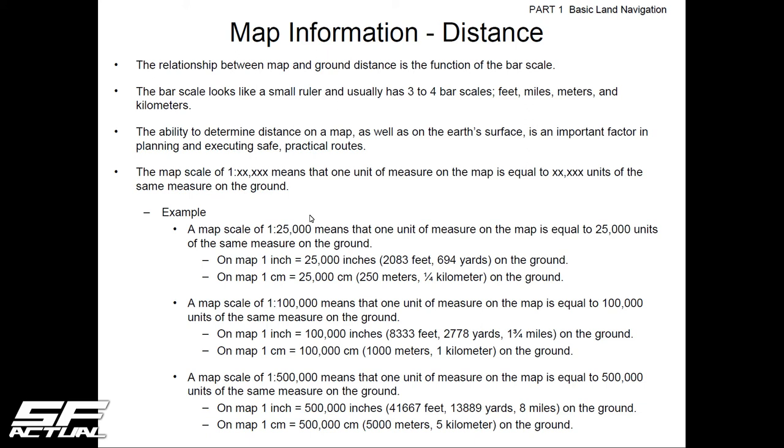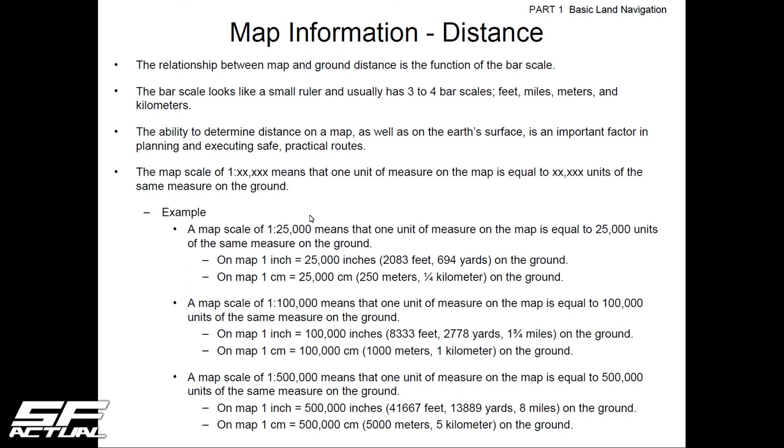Distance. The relationship between the map and ground distance is a function of a bar scale. The bar scale looks like a small ruler and usually has three to four bar scales: feet, miles, meters. That's what's down at the bottom middle of a map. The ability to determine distance on a map as well as on Earth's surface is an important factor. Depending on whatever the scale is, for example 1 to 25,000 means 1 unit of measure on the map is equal to 25,000 units of the same measure on the ground. So in this case, 1 inch is 25,000 inches. 1 centimeter is 25,000 centimeters.